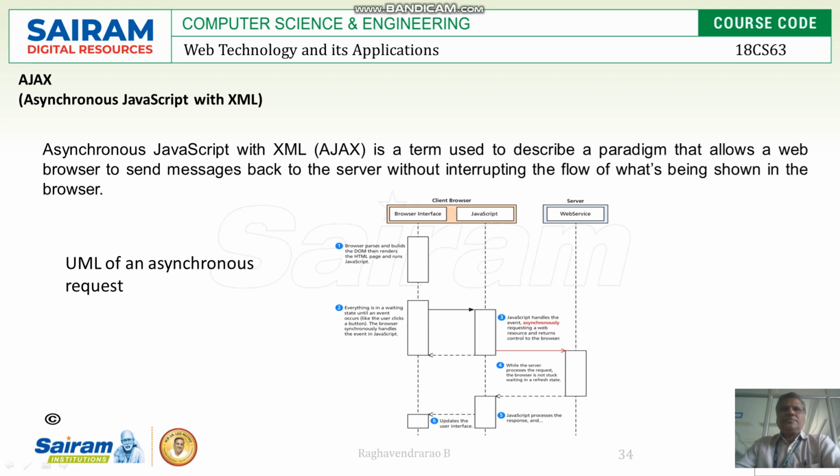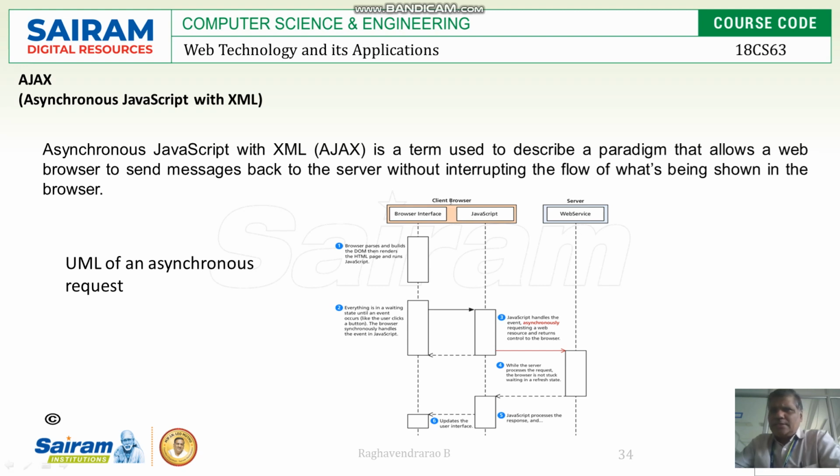Here we can see that AJAX is asynchronous JavaScript with XML. It describes the paradigm that allows the web browser to send messages back to the server without interrupting the flow of what is being shown in the browser. This AJAX allows a web browser to send messages back to the server without interrupting the flow of what is being shown in the browser. You can see this particular diagram, and you will understand AJAX completely.